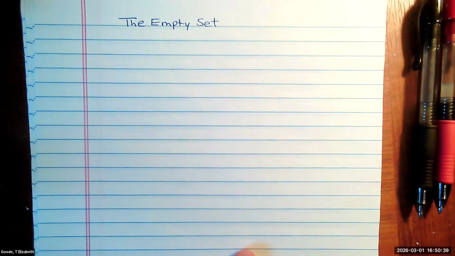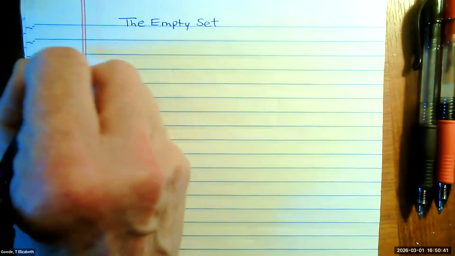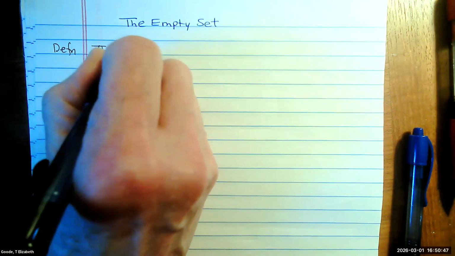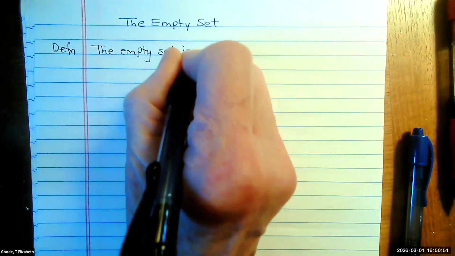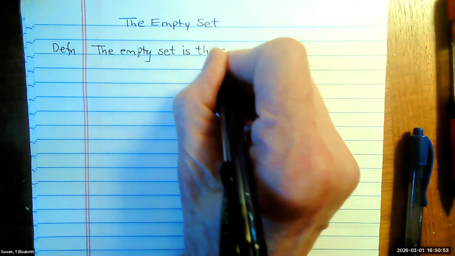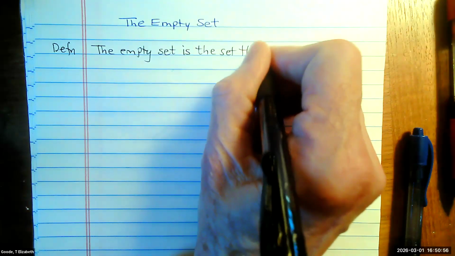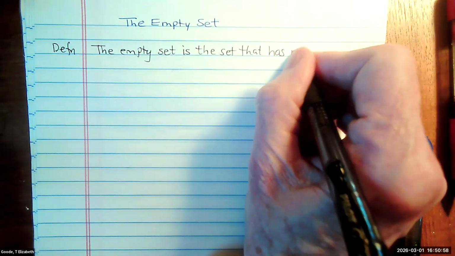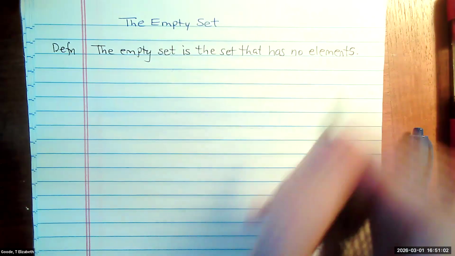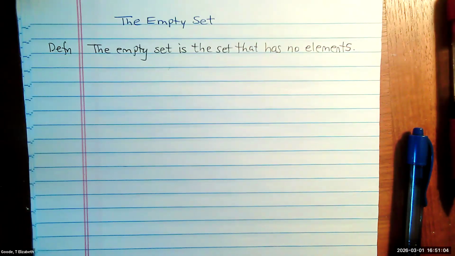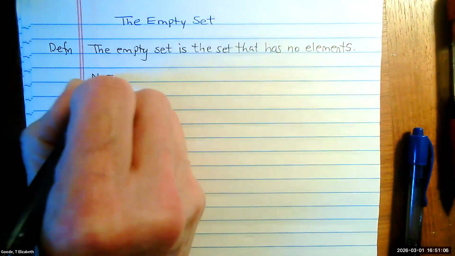The empty set is unique. There is only one of them. So by definition, the empty set is the set that has no elements. It has no elements. Okay, so there's some things to understand.